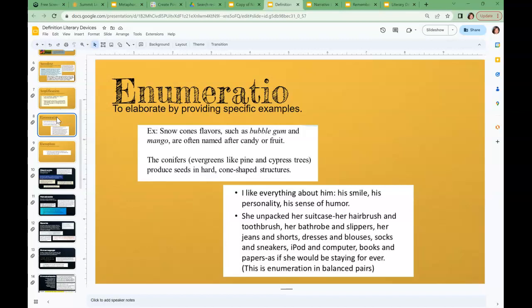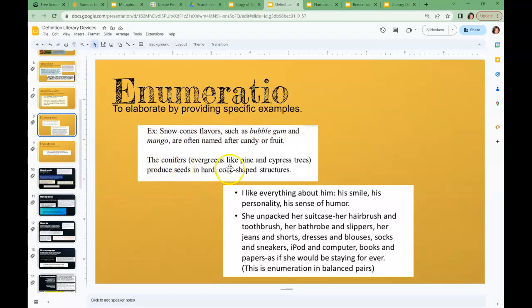Now, when we look at enumeratio, this is when you elaborate essentially by a list. And so you'll have an overarching term, in this case, snow cone flavors, and then there's a list, such as bubble gum and mango. And so, overarching term, list.